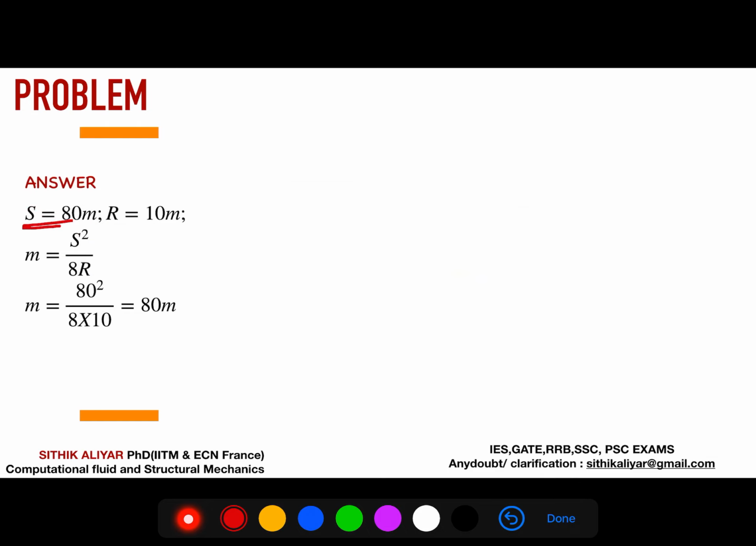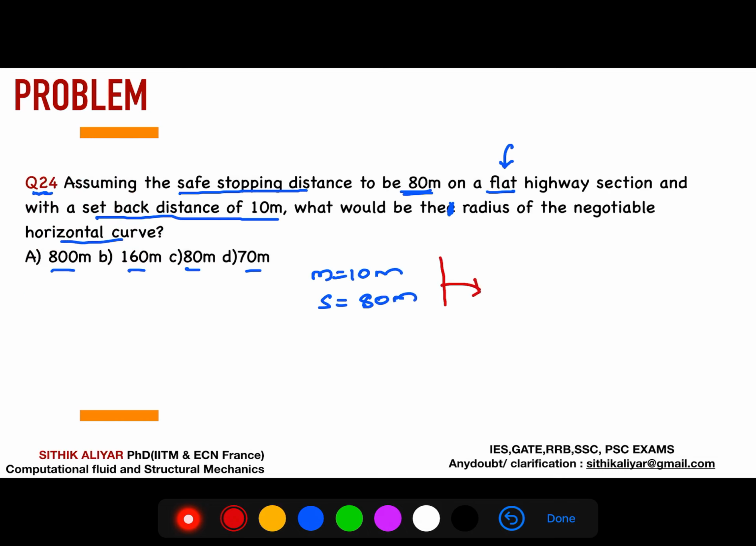They have given setback distance of 10 meter, and they are asking for the radius. So the sight distance is 80 meter and the setback distance is 10 meter. We know the formula: m equals s square by 8r. So bring the r to that side and the setback here. Solving this, 80 square means 80 into 80, divided by 80, so you will get 80 meter as the radius. Very simple, right? I have given you this problem only to understand how to adapt the approximate formula. So option C is your answer.